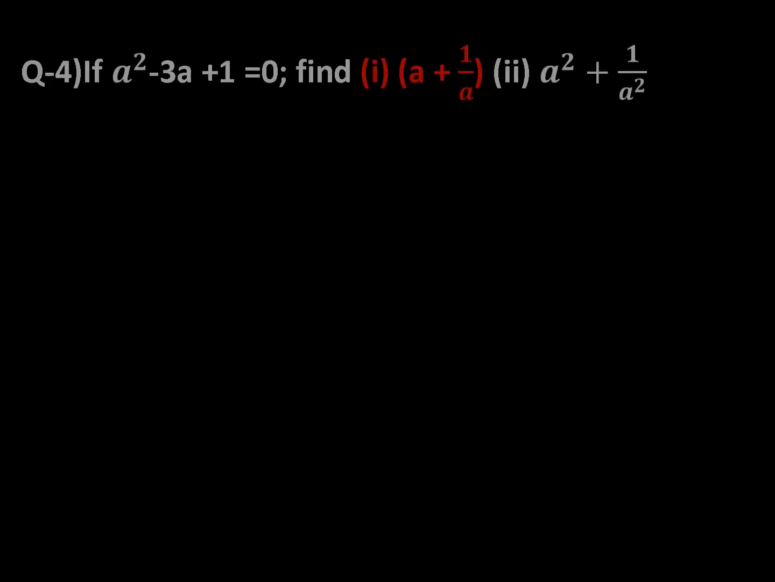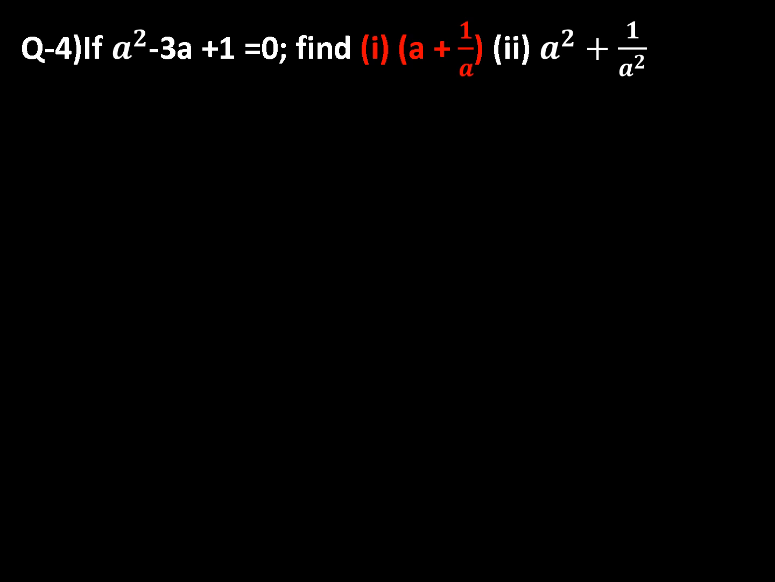Up till now, we have seen that if a plus 1 upon a is given, we can find a minus 1 upon a. And if a minus 1 upon a is given, we can find a plus 1 upon a. But what if the expression is given in this form? That is a square minus 3a plus 1 equal to 0.